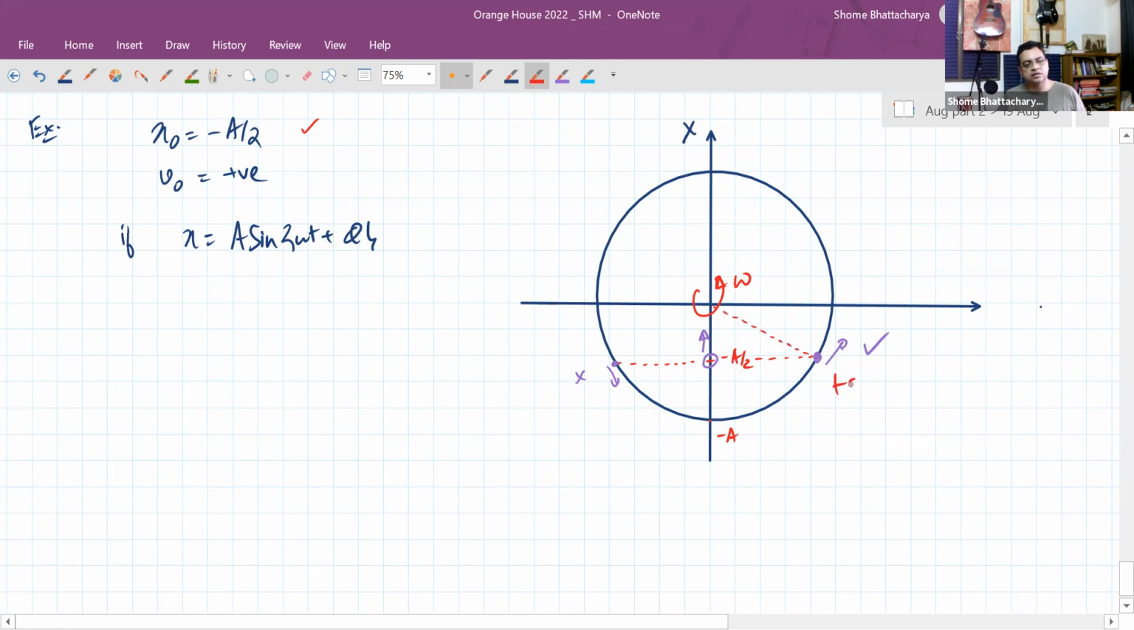Okay. So this is where it is at t equal to 0. So in general, after some time, let's say it's over here. So at time t, if it is here, then this angle is omega t. So this is our phase constant. This is our phi. So you can see that sin phi is minus half and phi is in the fourth quadrant.